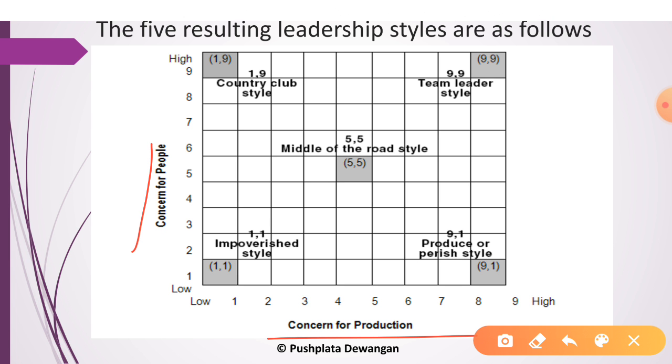Under this, the first style is 1,9. The 1,9 is known as the country club style. In this, there is a high concern for the people and a low concern for production. There is no concern for production, and the manager is most concerned about the needs and feelings of the members of his team.